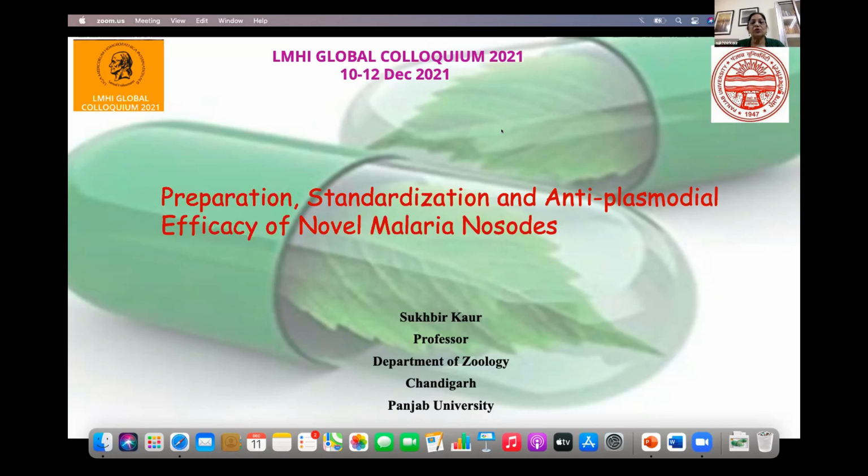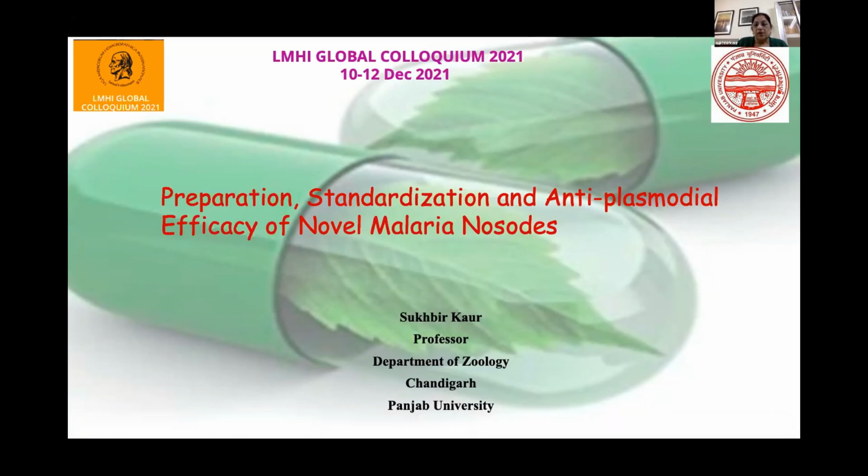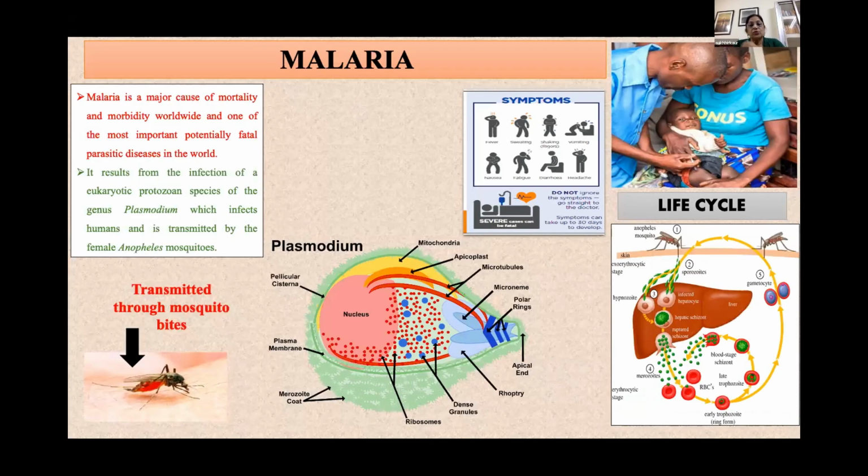So the work I'm going to present today is on the preparation, standardization, and anti-plasmodial efficacy of a novel malaria nosode. Before going further into the malaria nosode, I would just like to talk about malaria. I think all of us are well aware of this deadly disease, which is caused by the protozoan parasite Plasmodium. The disease is transmitted through the female Anopheles mosquito, and this is the parasite. I have shown the structure of the parasite, which has an apical complex through which it is able to invade the different cells in the host.